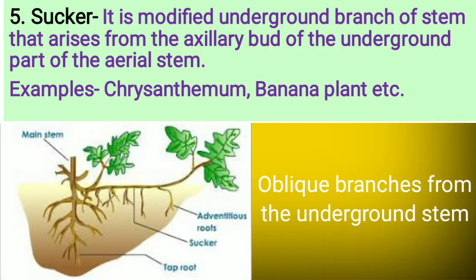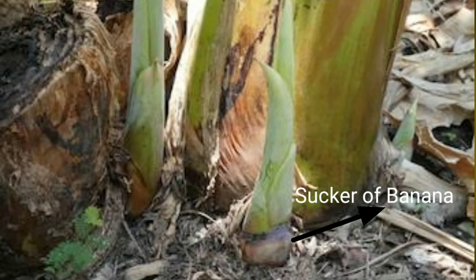And lastly comes the sucker in case of the underground stem. Now sucker, it is a modified underground branch of the stem that arises from the axillary bud of the underground part of the aerial stem. So in the diagram, as you can see, it is a modified part, and there always comes out the axillary bud from the underground part of the aerial stem. So here the example will be banana.